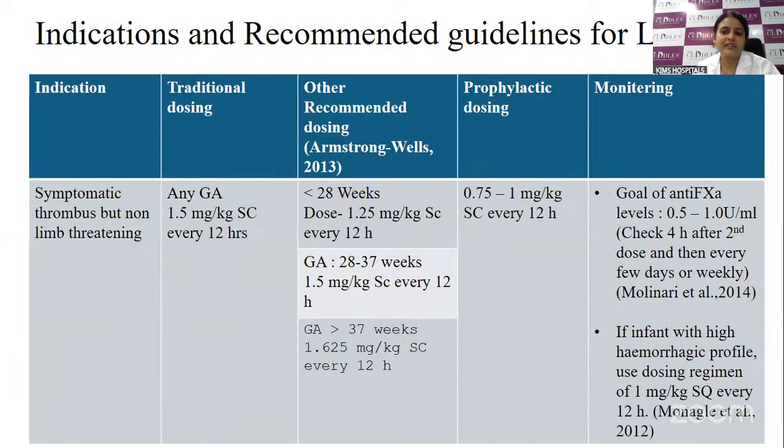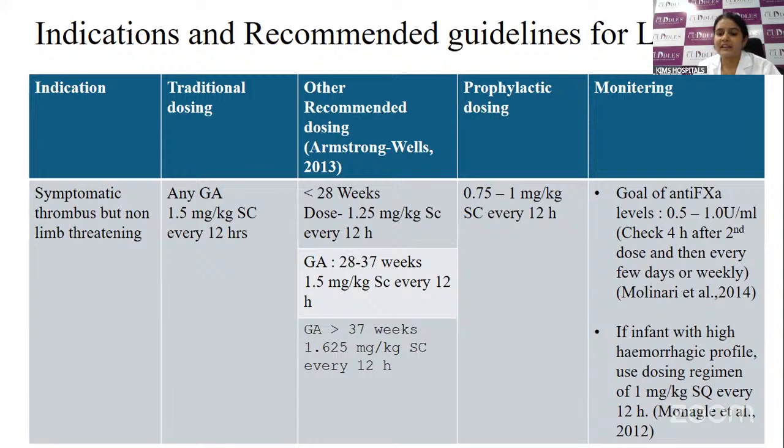These are the dosage guidelines for low molecular weight heparin. For symptomatic thrombus that is non-life-threatening, the dosing is based on gestational age. If the gestational age is less than 28 weeks, the dose required is 1.25 mg per kg subcutaneously every 12th hour. For 28 to 37 weeks, it is 1.5 mg per kg. For gestational age more than 37 weeks, it is 1.625 mg per kg subcutaneously every 12th hour. The prophylactic dose used is 0.75 to 1 milligram per kg subcutaneously every 12th hour.